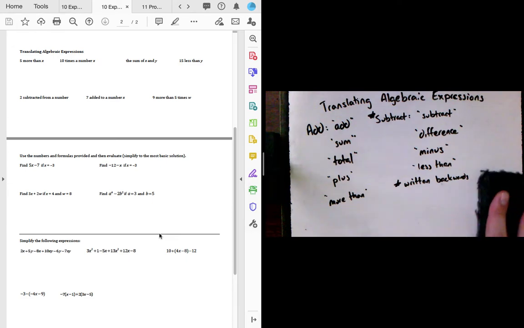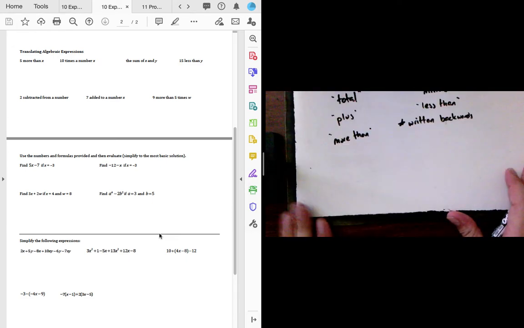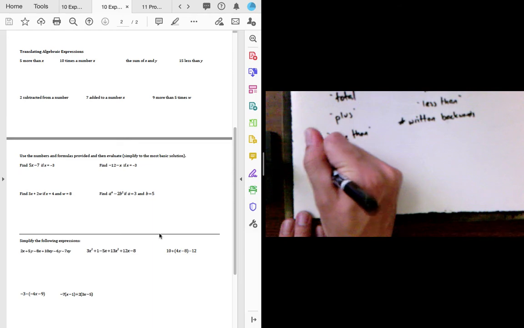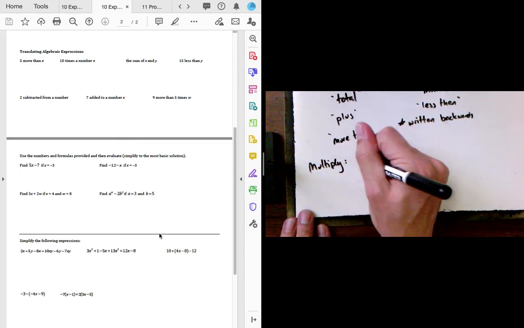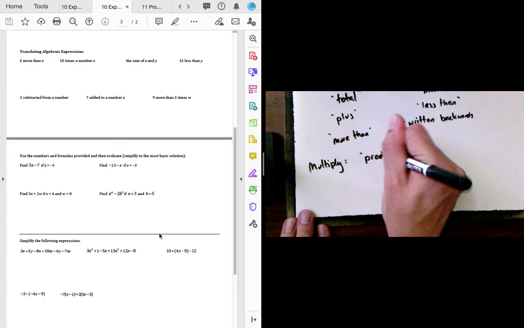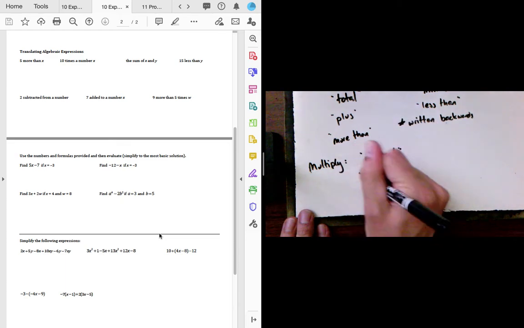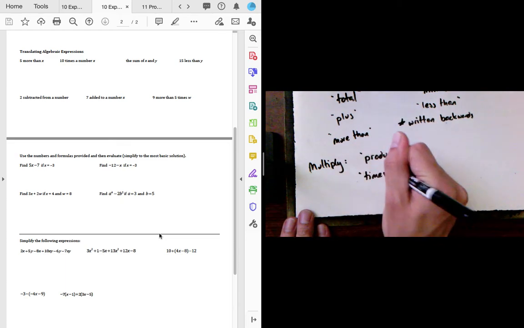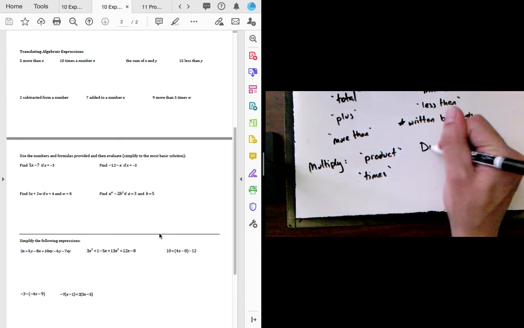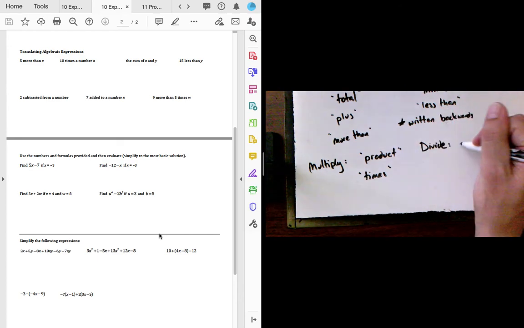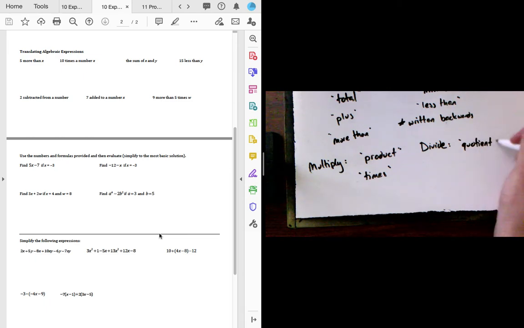2 more sets of values that we can look at. Multiply. The important ones for multiply would be product. Also times. 8 times a number means to multiply as well. And then we'll put one in here for divide. And the most important one for divide is quotient.